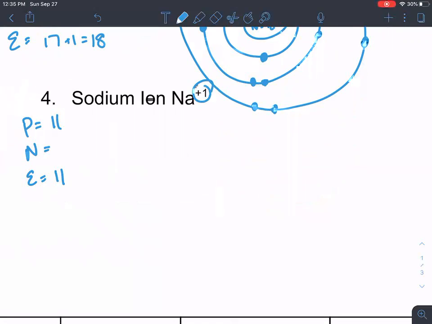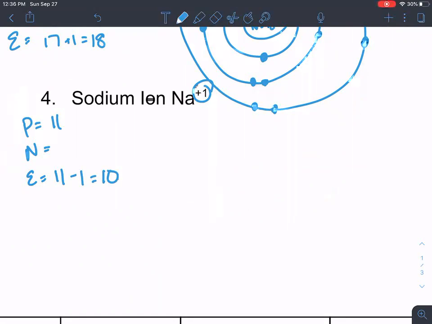Positive 1 means we have more protons than electrons. We have 1 more proton than electron. So should I add another proton or take away an electron? Hopefully you remember, just even from chlorine, that if we take away or add protons, we're changing our element. If I added a proton, I would be a magnesium atom, and that's not what we want. We want a sodium ion. So that means we're going to take 1 electron away for a total of 10 electrons.